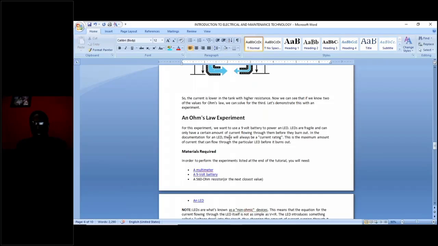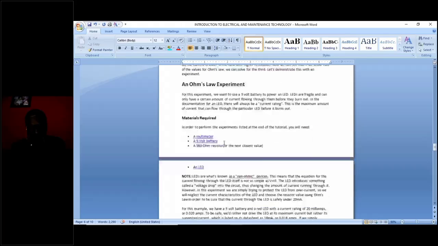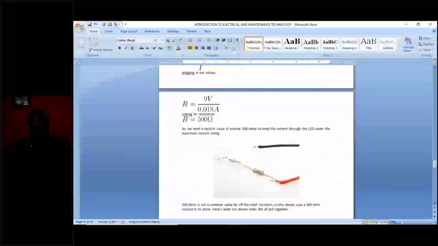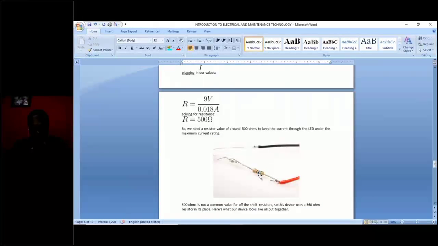LEDs are fragile and can only have a certain amount of current flowing through them before they burn out. And so you are seeing a diode. I think I have a picture of it. Okay, this is it. This is a picture of a light emitting diode.